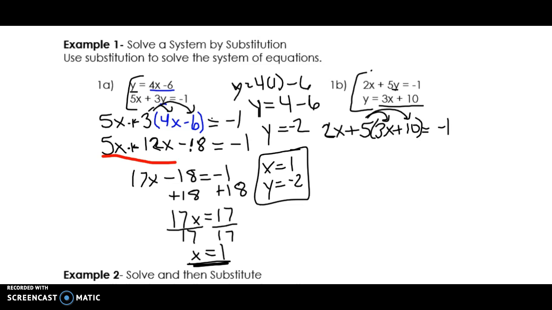Again, I want to get x by itself. My first step to do that is distributing that 5. So I have 2x plus 5 times 3x gives me 15x, and 5 times 10 gives me 50, equals -1. I have like terms here. 2x plus 15x gives me 17x plus 50 equals -1. So I'm going to subtract 50 from both sides.